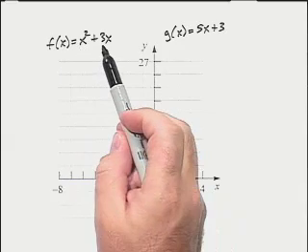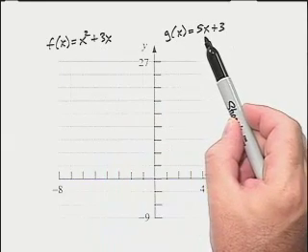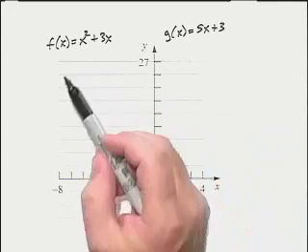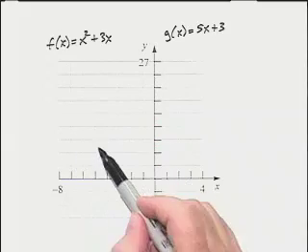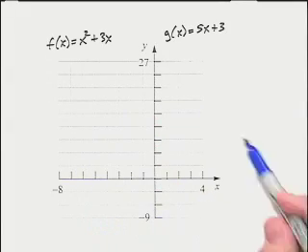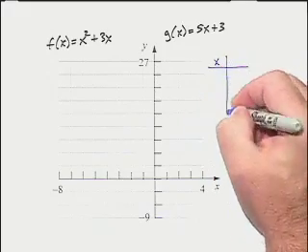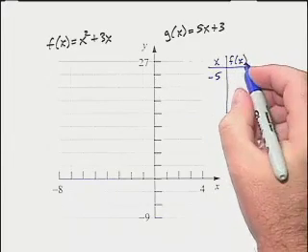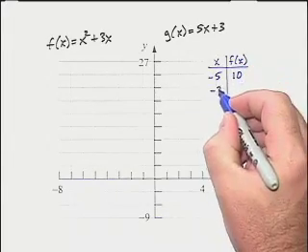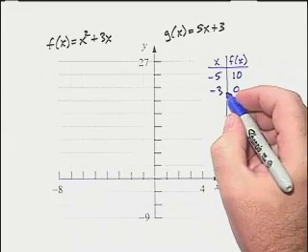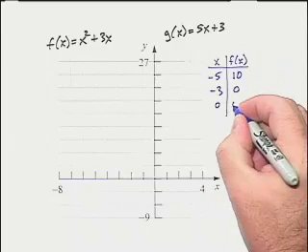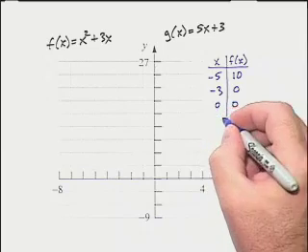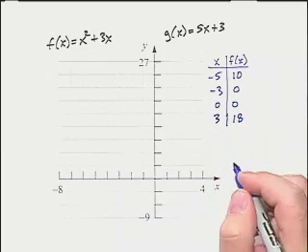We want to graph f of x equals x squared plus 3x, and g of x equals 5x plus 3. To graph the function, we could do this by plotting points. Pick some values for x, plug them into the function, and get points on our graph, and then connect the dots. For f of x, we might pick values, say negative 5. If we put in negative 5, f of x is equal to 10. If we put in negative 3, f of x is equal to 0. If we put in 0, f of x is equal to 0. And if we put in, let's say, positive 3, f of x will be 18.